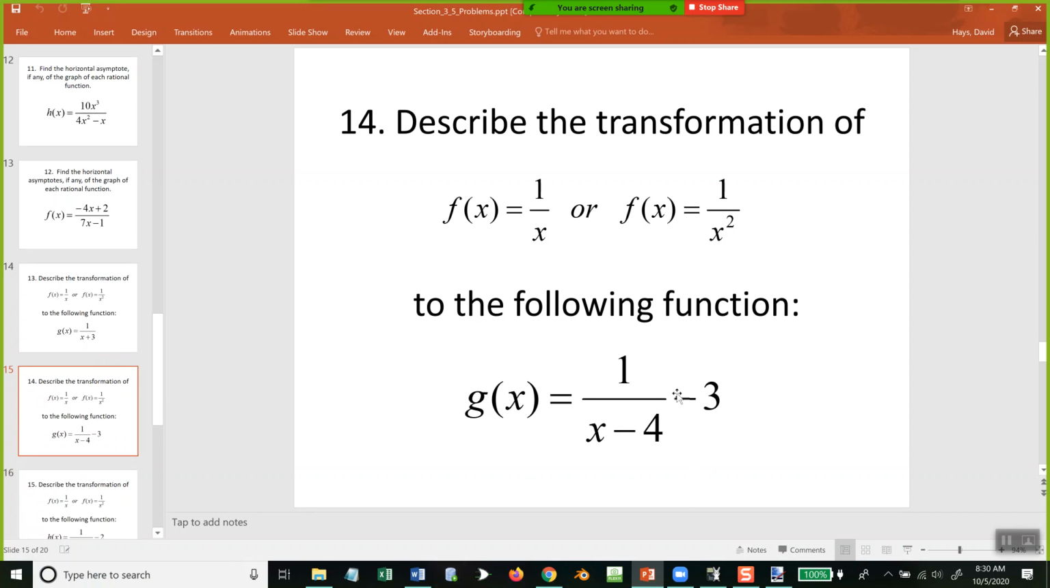Now here I got a minus 3 at the end. That means down 3. Here I got a minus 4 inside with the x. Again, that shifts to left or right, opposite what you think. The negative 4 makes us think left 4, so this is really right 4. So the answer here would be down 3, right 4.